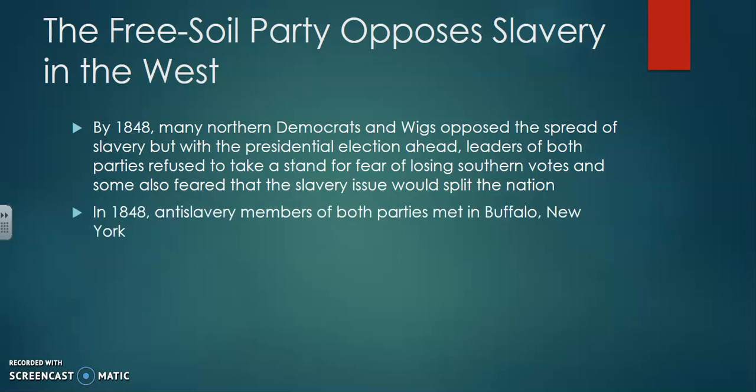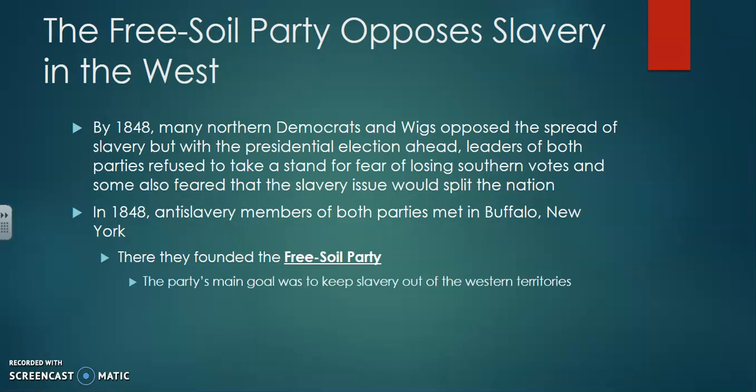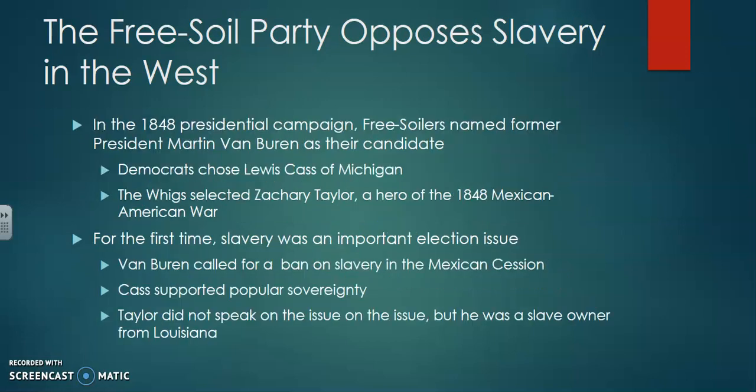In 1848, anti-slavery members of both parties will meet in Buffalo, New York. So both Whigs and Democrats that are anti-slavery will meet here in Buffalo. There, they will found the Free Soil Party. So we're going to have the emergence of a third political party. The party's main goal is to keep slavery out of Western territories. And only a few Free Soilers were abolitionists who wanted to end slavery in the South. So for the most part, the Free Soil Party was more concerned with just ending slavery in these new Western territories that we're acquiring, rather than ending slavery altogether as a whole.